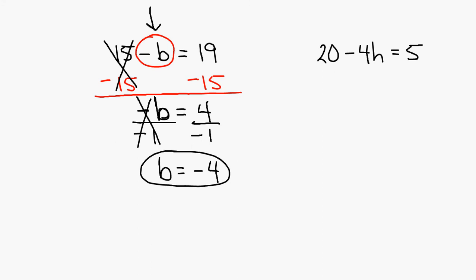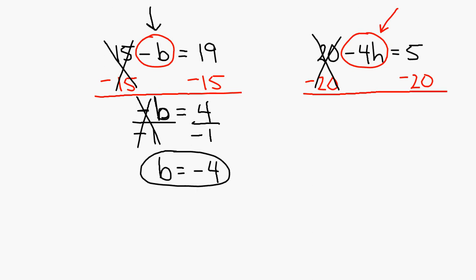And in this case, you're trying to isolate this. And if you're trying to isolate this, there's a positive 20 over here that has to get moved or removed. So you would subtract 20 from both sides. The two 20s will cancel each other out. The negative 4h is what comes down. And 5 minus 20 would be negative 15.